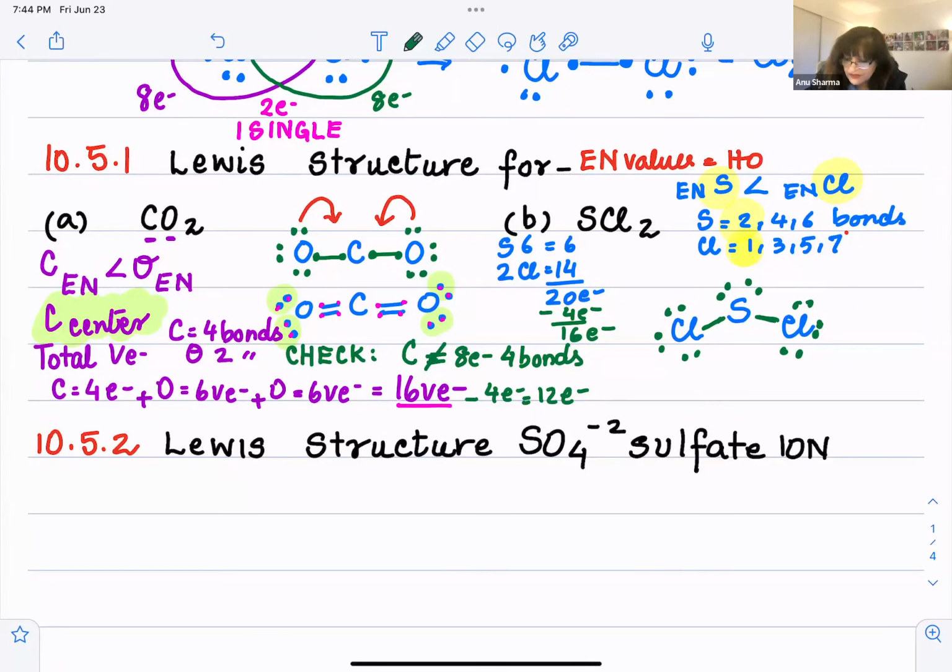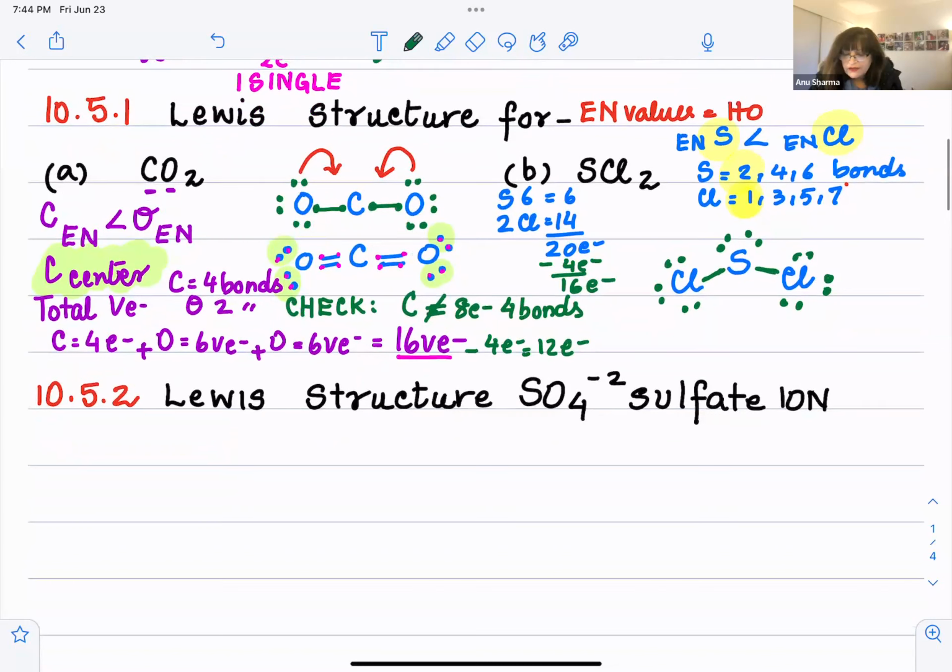So that is the Lewis structure. You have to check that you get all the electrons accounted for. So we have 1, 2, 3, 4, 5, 6, 7, 8, 9, 10, 11, 12, 13, 14, 15, 16, 17, 18, 19, and 20. So all 20 electrons have been accounted for.